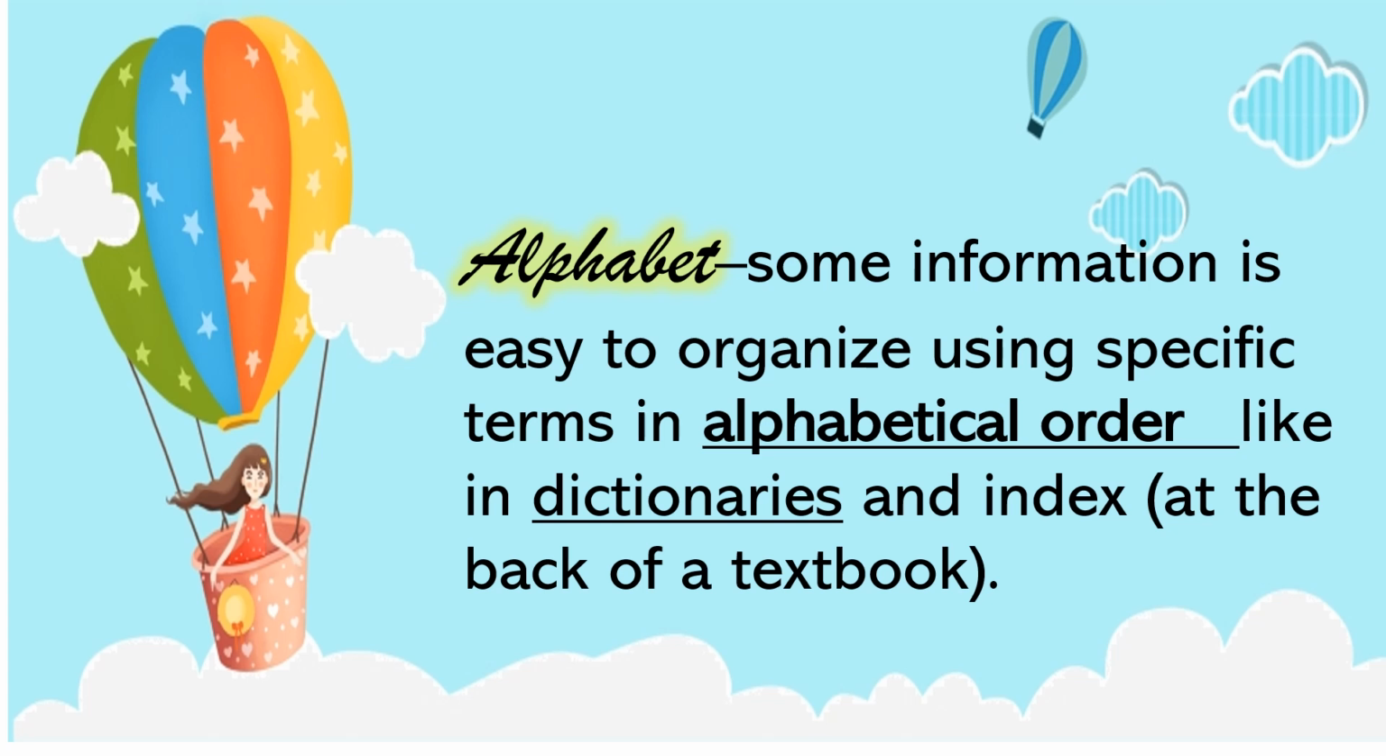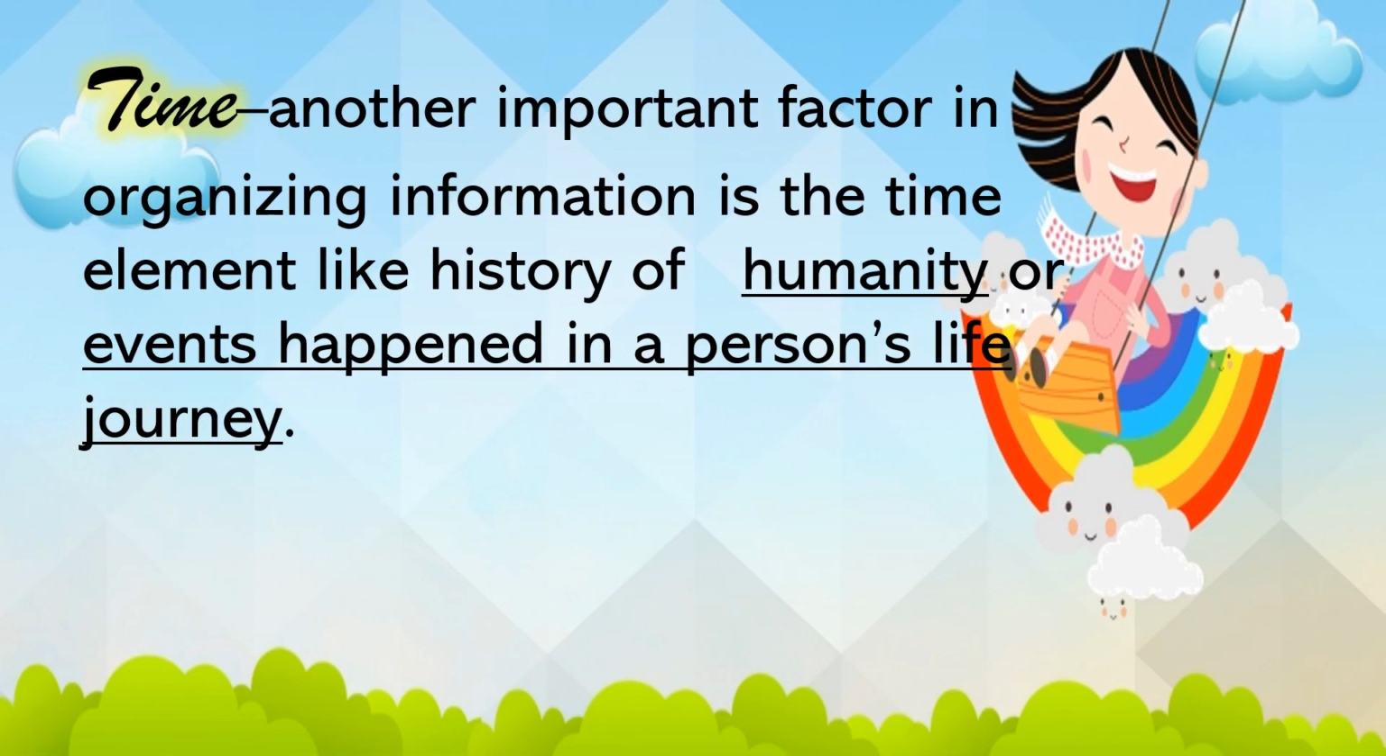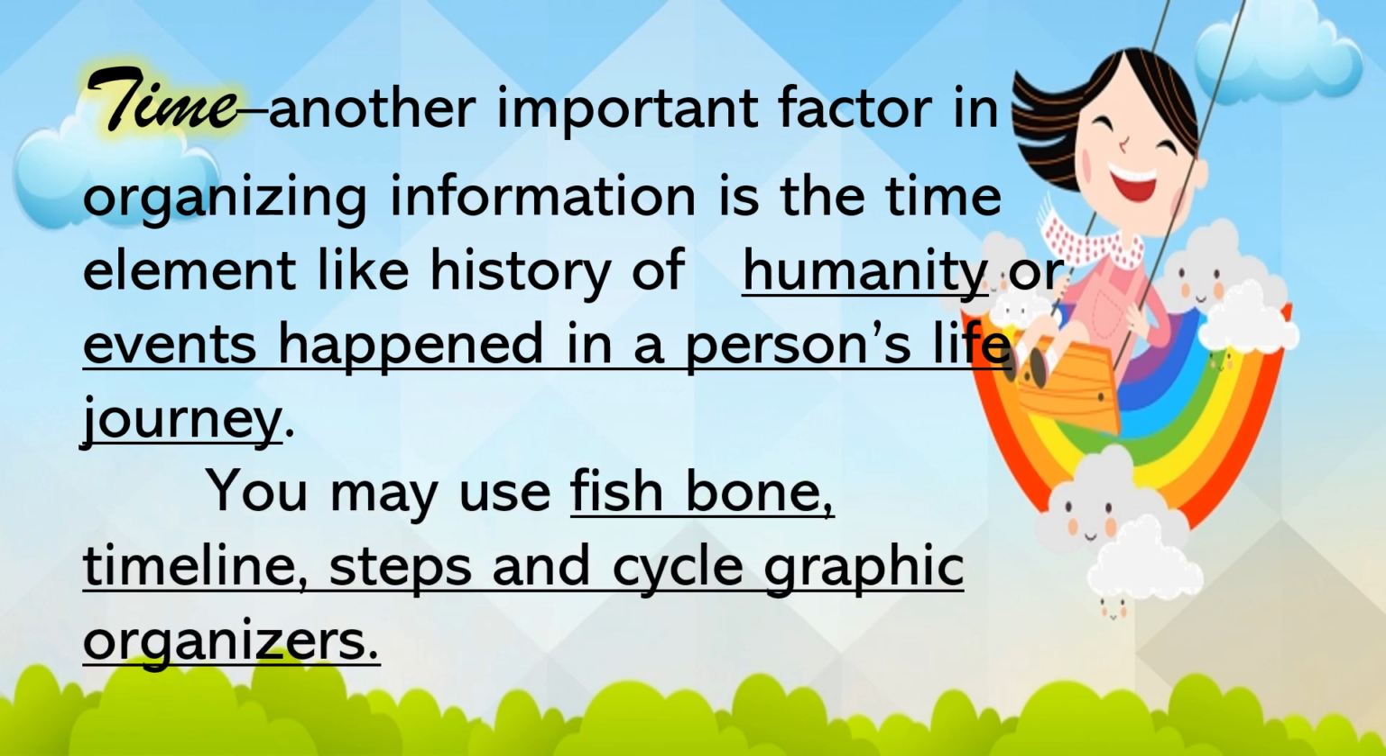Alphabet. Some information is easy to organize using specific terms in alphabetical order, like in dictionaries and the index at the back of the textbook. Time. Another important factor in organizing information is the time element, like the history of humanity or events that happen in a person's life journey. You may use fishbone, timeline, steps, and cycle graphic organizers.